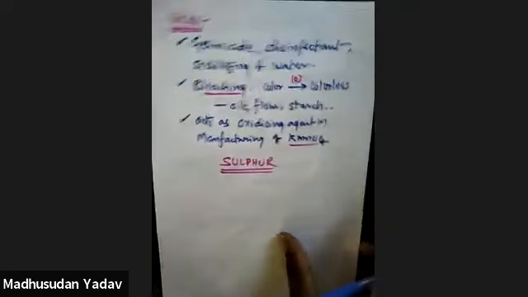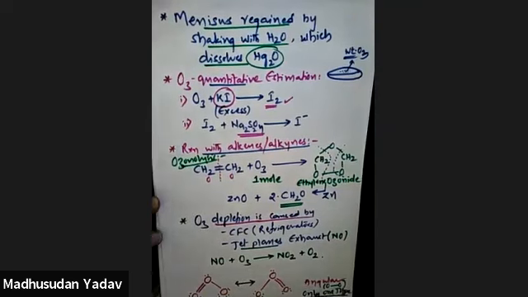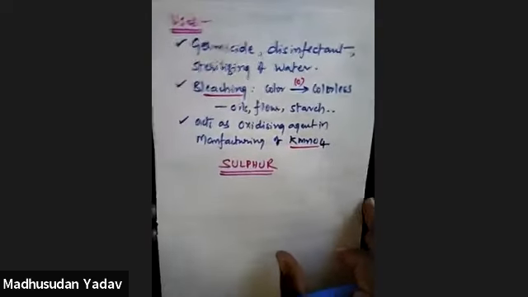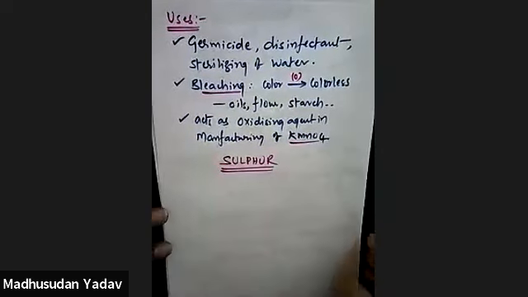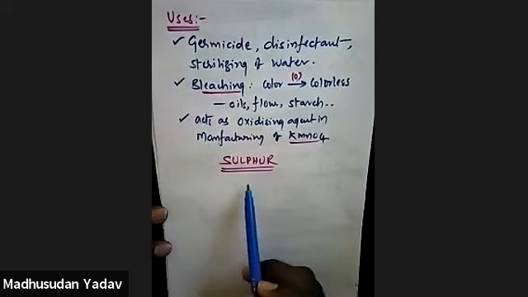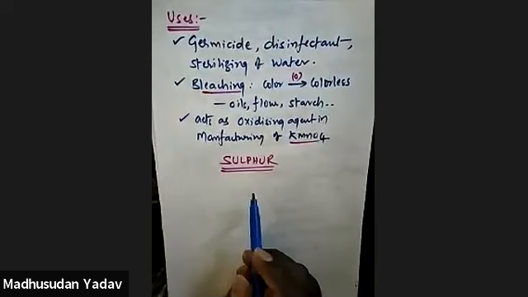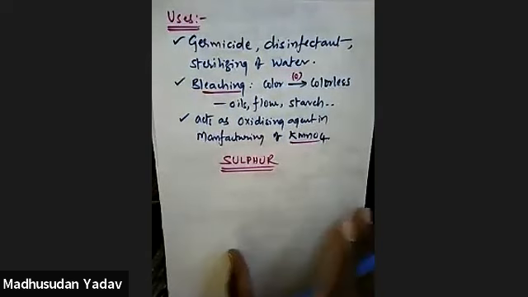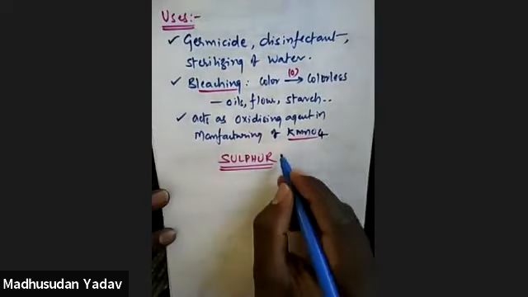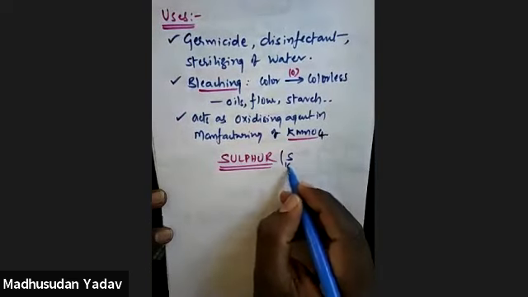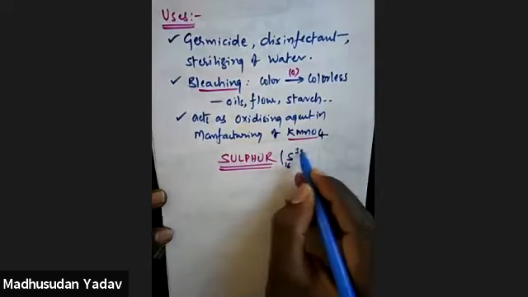So yesterday we were talking about ozone, its preparation methods and its properties, and that is completed. In this session, I am going to talk about sulfur and its oxy acids. What is sulfur? Sulfur is S. Atomic number is 16, mass number 32.